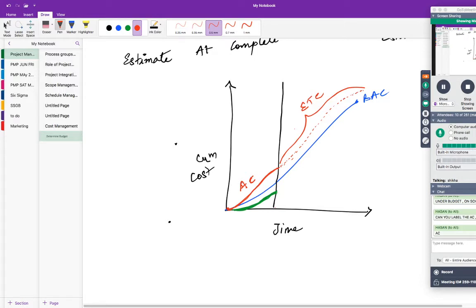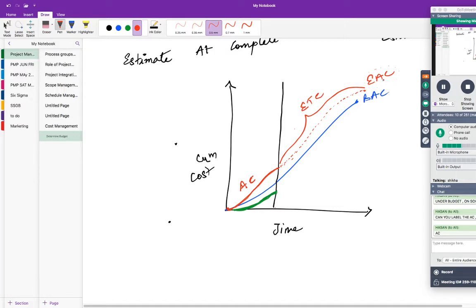So the money that you have already spent and the money that you require to complete the rest of the work, what is that called? ETC. Together they are called EAC. So this is the total money that you have spent on your project. This is the total money that you would probably be spending at the end of your project.